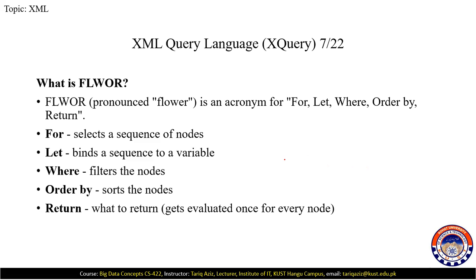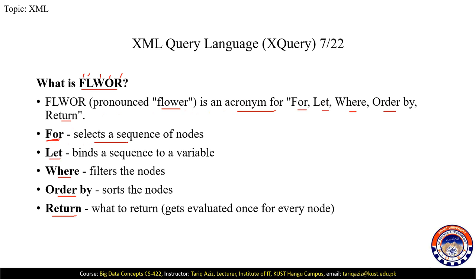Now, dear students, the next thing is what is FLWOR? Actually, it's five things: F, L, W, O, and R. F is the for clause, L is the let clause, W is the where clause, O is the order by clause, and R is the return clause. But how will we pronounce this word? We will pronounce it as flower. It's an acronym for for, let, where, order by, and return. Now, what's the advantage of this for clause?